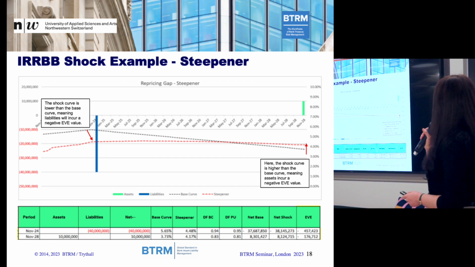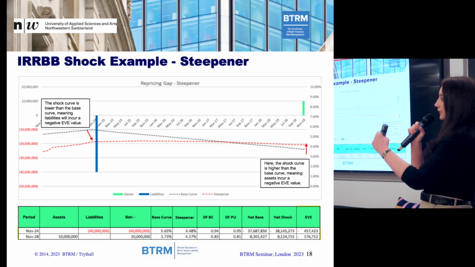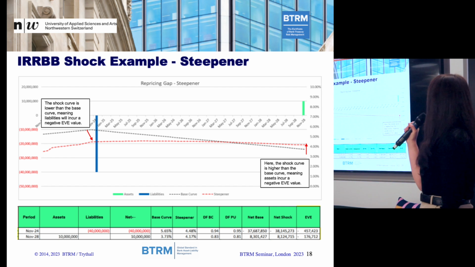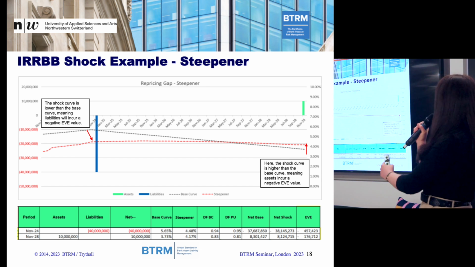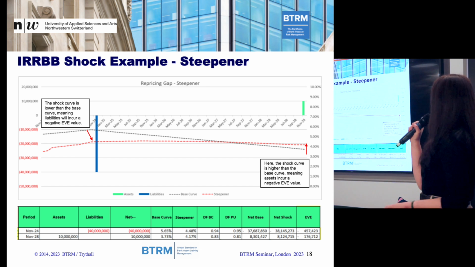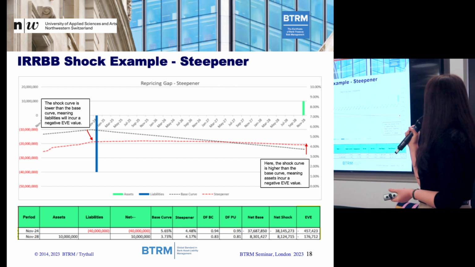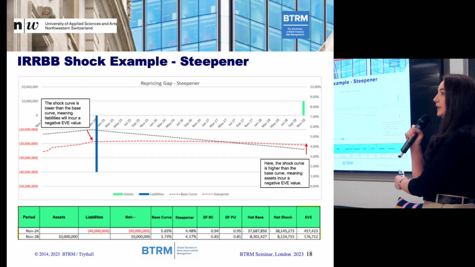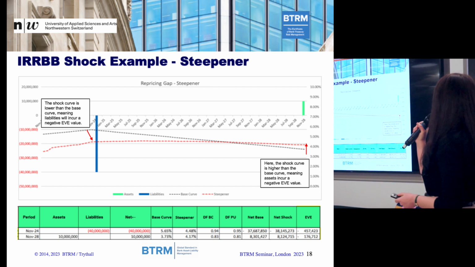And now this shock here is the steepener. So basically the steepener shock is underneath the base curve to begin with, and then over time it goes above the base curve. So where the curve of the shock is lower than the base curve, then that means that the liabilities are going to incur a negative EVE value. So you can see there, because it's lower, the liabilities are going to be hit on that side. And then because it comes above the base curve after 4 years, then that means that any assets that are sitting in the 5 year are also going to have a negative EVE value.